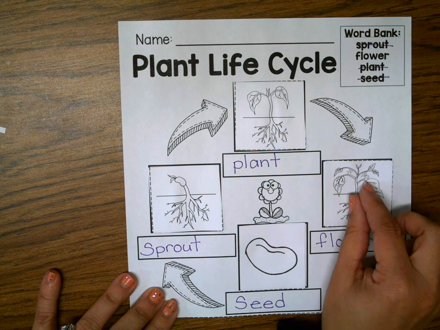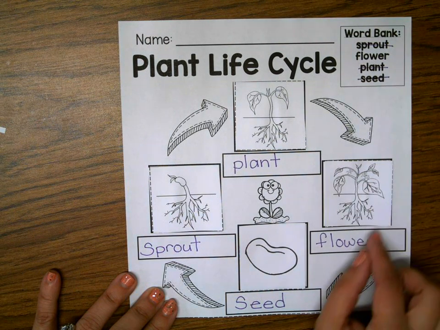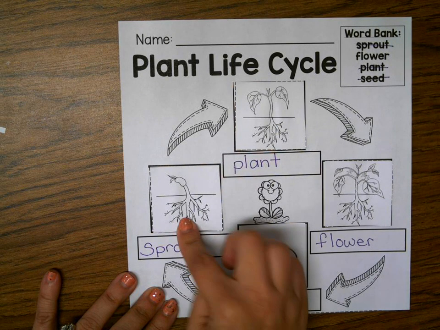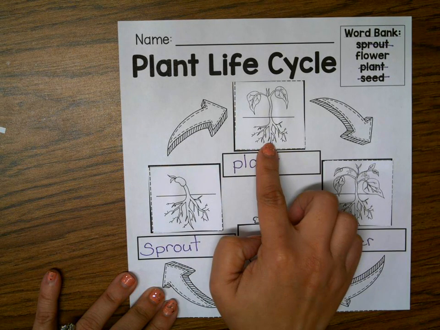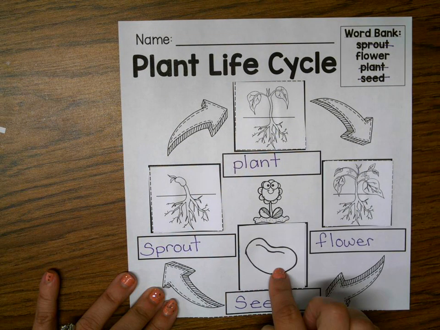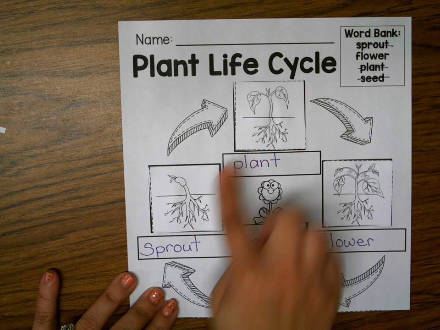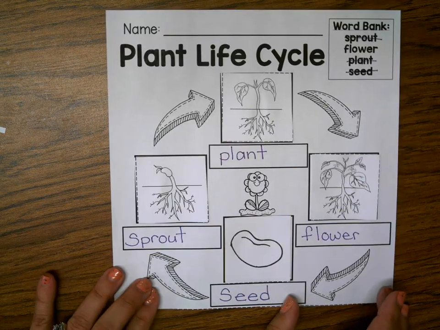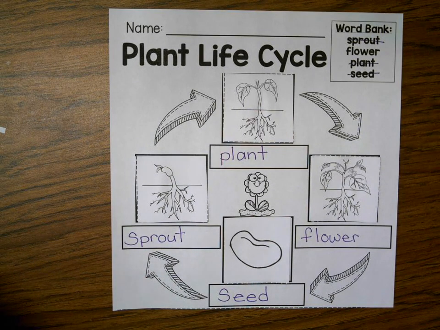And then from that, we will get more seeds that will be planted into the ground, that will begin to sprout, that will turn into a plant, and a plant that will then start to flower. And then we get seeds from that plant. So as you can see, this cycle just keeps going and going and going. And that is our plant life cycle.